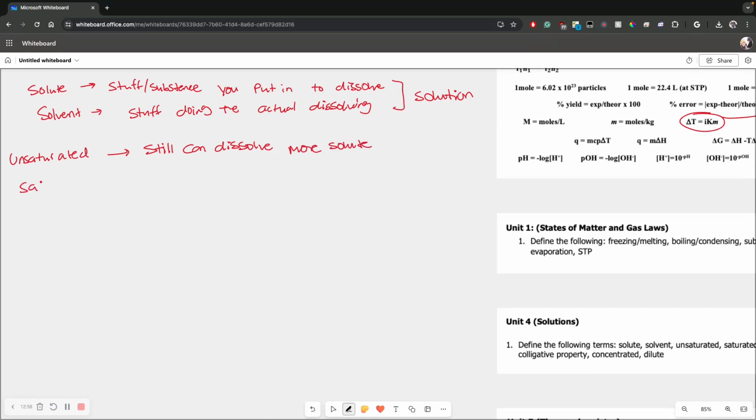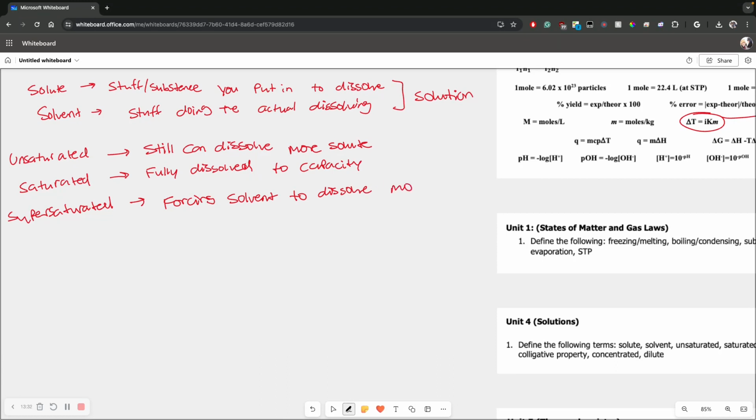And then when you hit exactly 100, no more no less, you're going to have fully dissolved to capacity. And then supersaturated, of course, you're forcing it, forcing solvent to dissolve more than it can take, more than capacity. That is going to be your supersaturated.